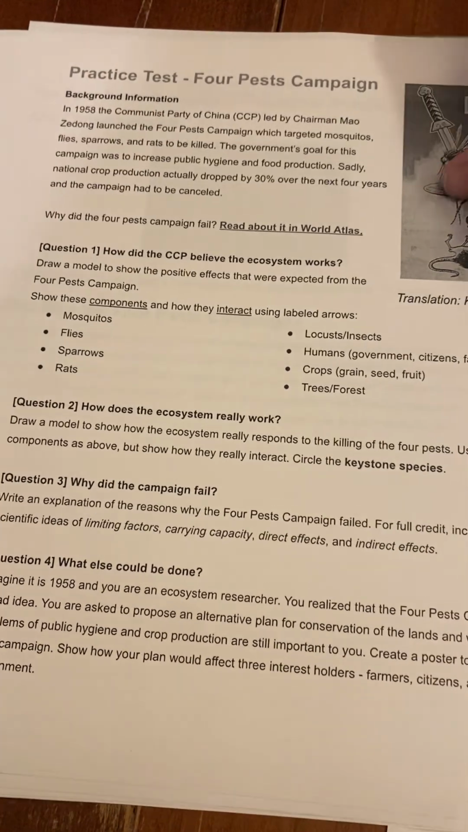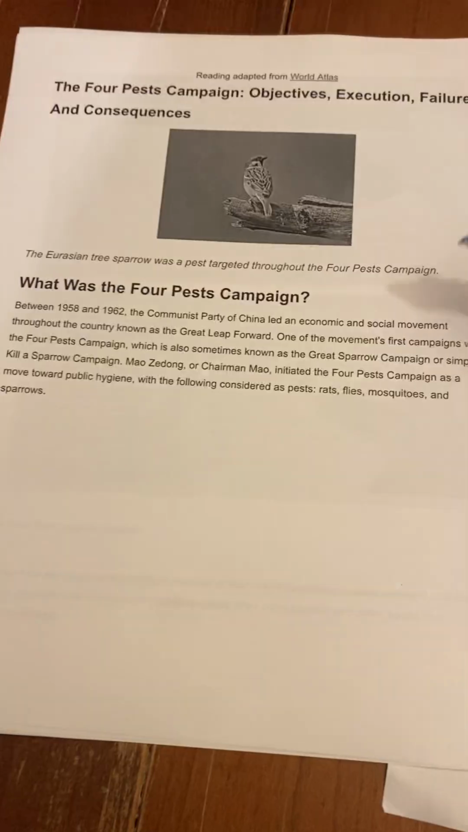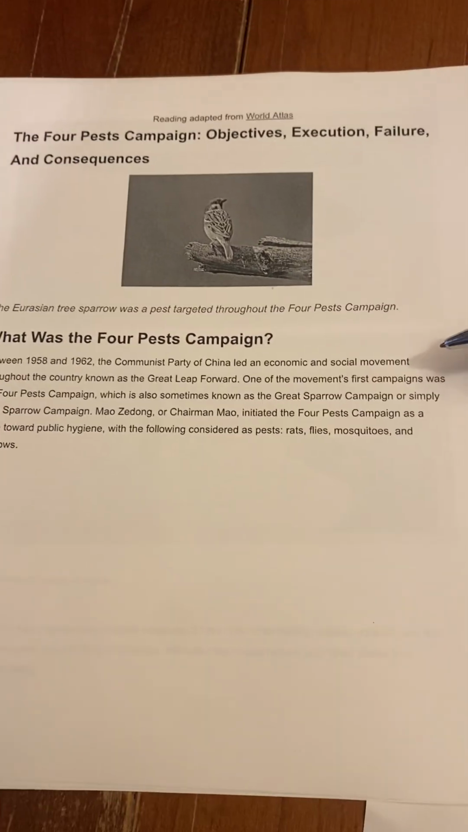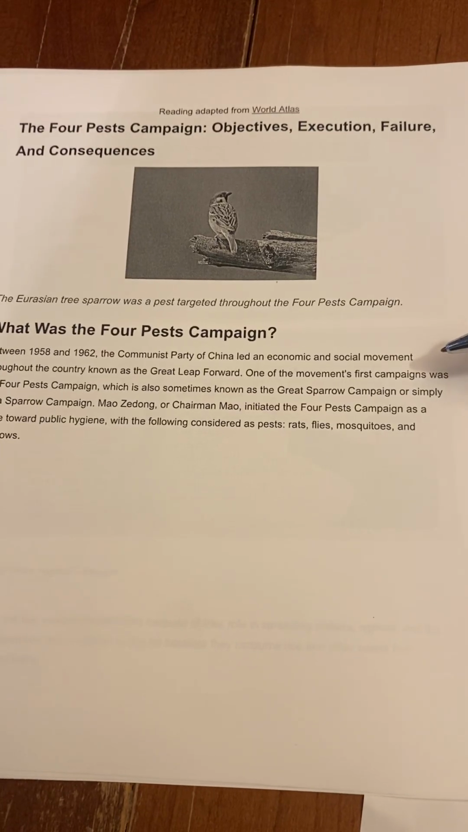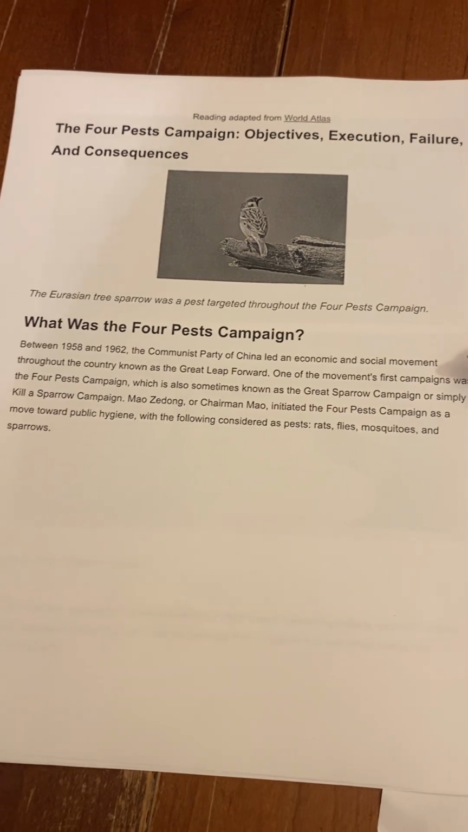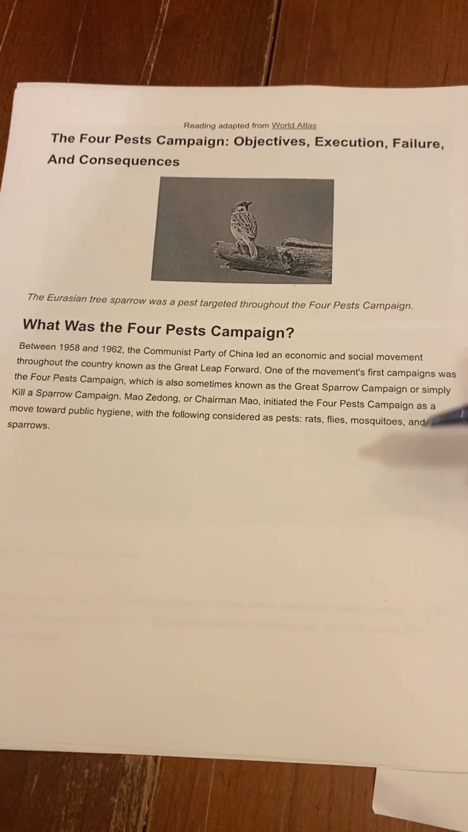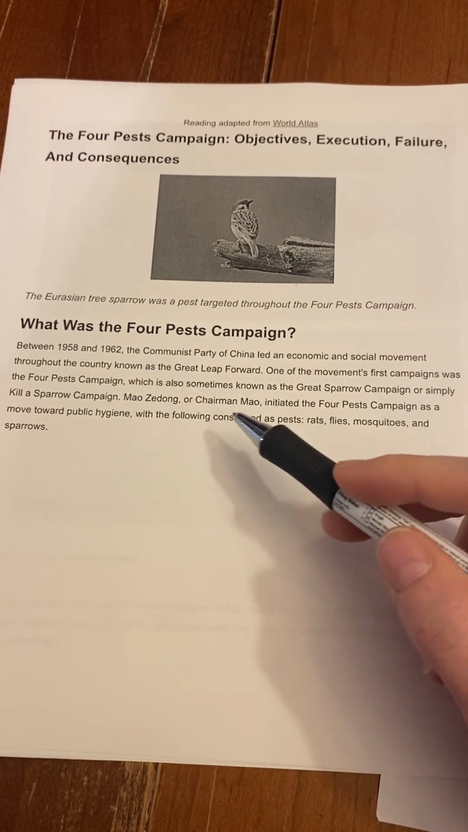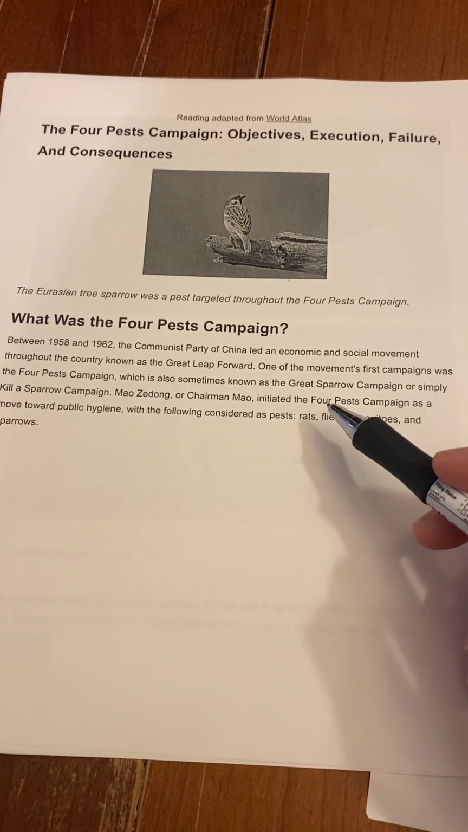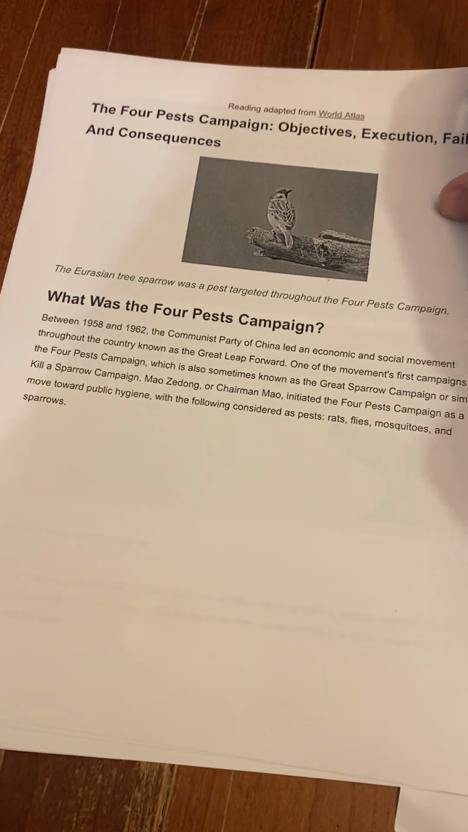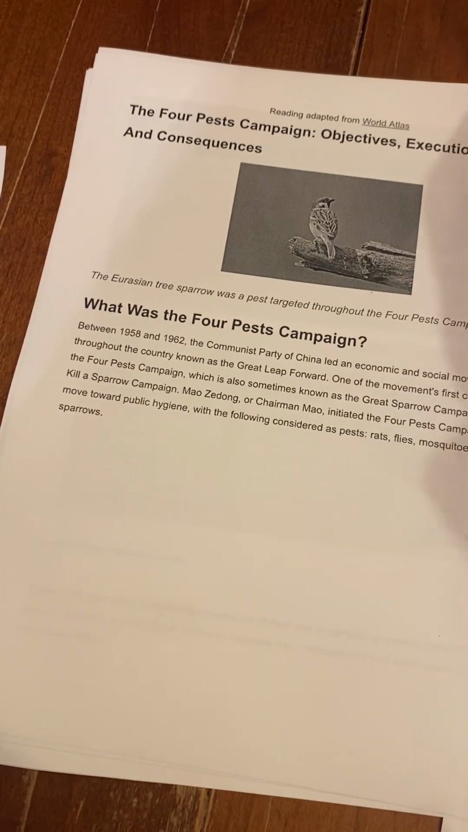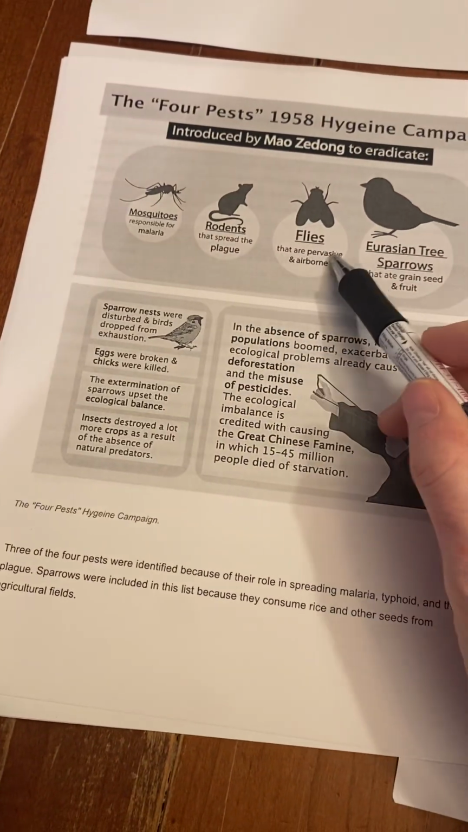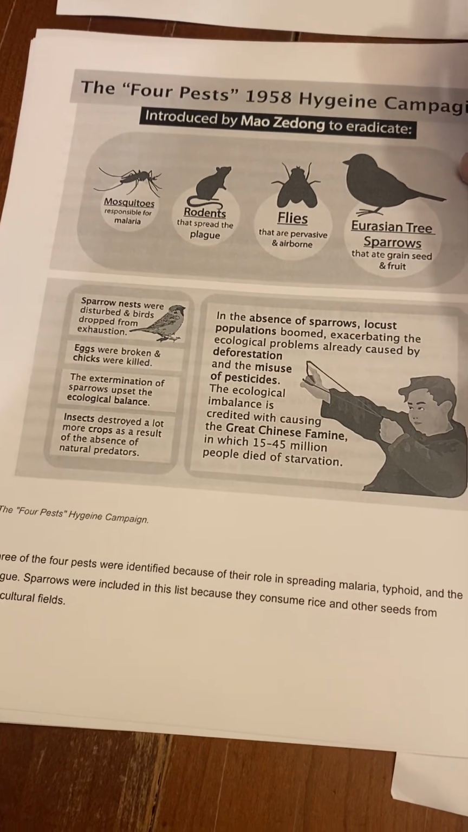So here we go. Now there's many pages of reading here. I've already done the reading, so I'm just going to skim to some of the key points. Hopefully you did the reading and you underlined some of the terms they're looking for. So it says on here that Chairman Mao and his campaign were trying to kill 4 pests. Those 4 pests being mosquitoes, rodents, flies, and Eurasian tree sparrows.